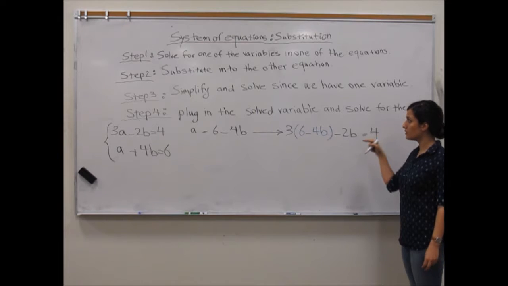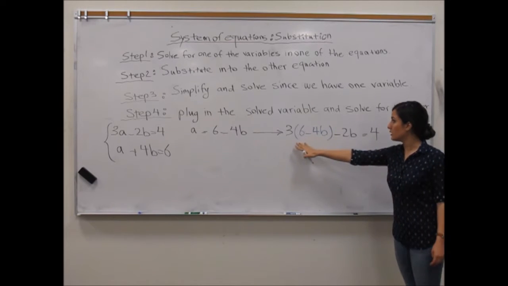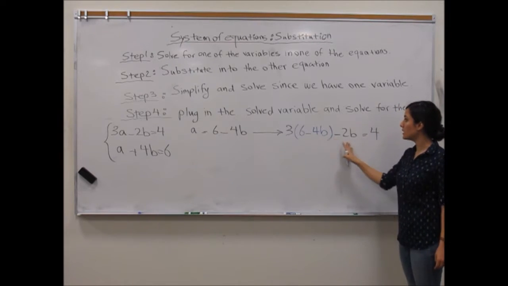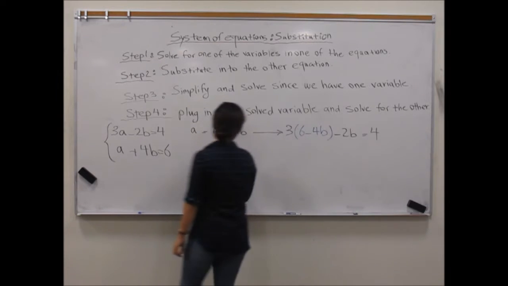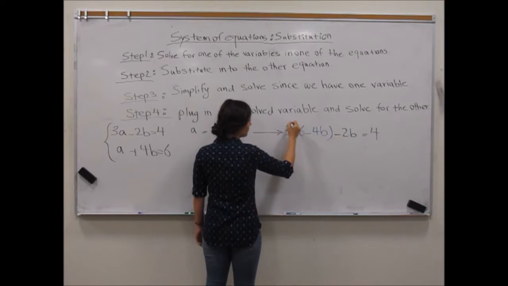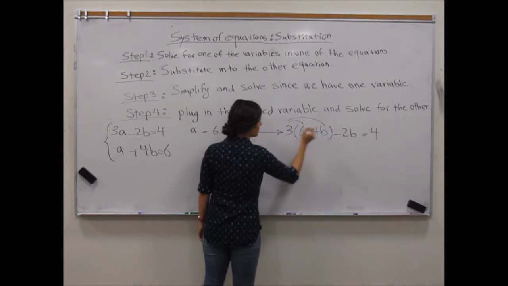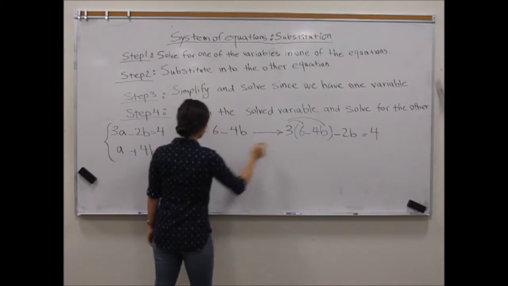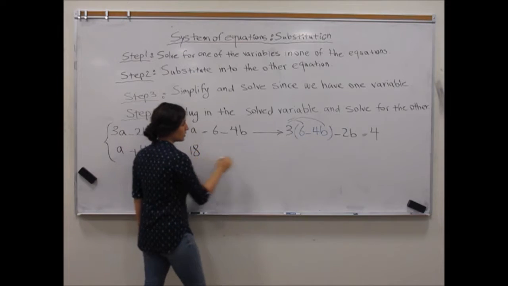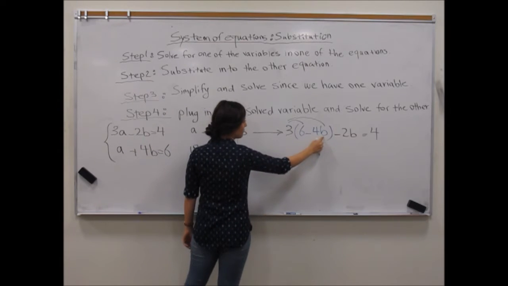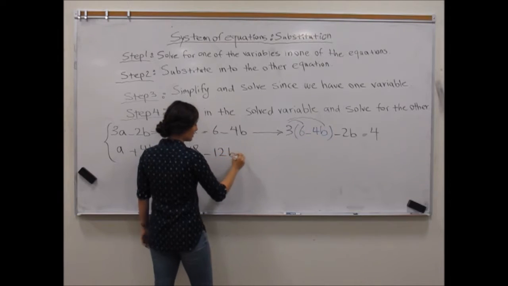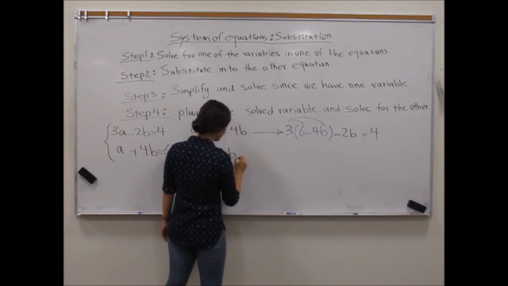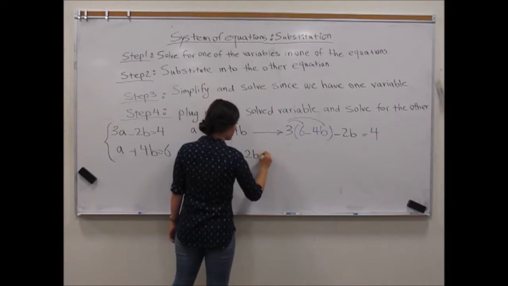And then moving on to step 3, I'm going to simplify it and then solve for b, since the equation is only in terms of b. So I would have to distribute this 3. So 3 times 6 is 18. 3 times negative 4b is minus 12b. And then I have a minus 2b here equal 4.